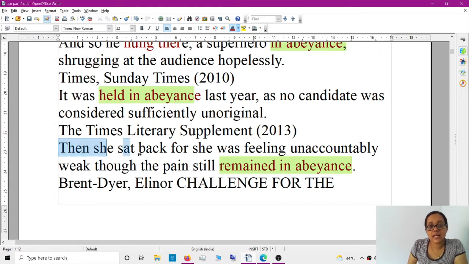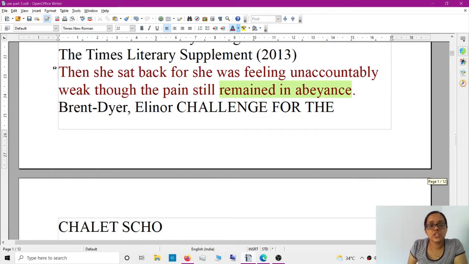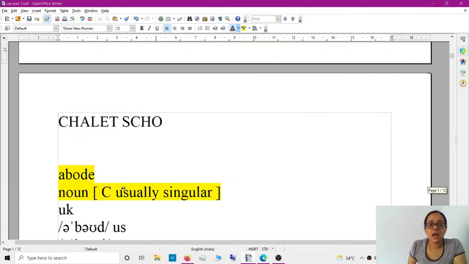Then she sat back, for she was feeling unaccountably weak, though the pain still remained in abeyance. So, held in abeyance, remained in abeyance.